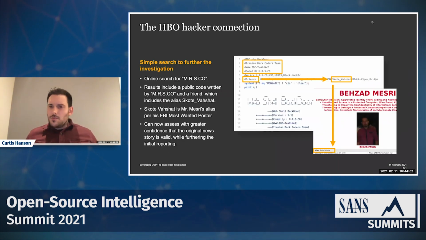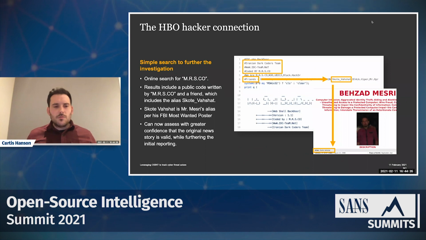I thought, how is Mr. Mesri connected here? So again, doing some simple searches, this time of MRS Co, I come up with a nice sort of web shell. If you're not familiar with what a web shell is, it's basically a piece of computer code used in hacking. And MRS Co basically says, hey, I wrote this code and I want to give a shout out to my friends. And one of his friends he lists is Scott Vashat. Now, this is the known alias on the most wanted poster of Mr. Mesri. So I thought that's really interesting.